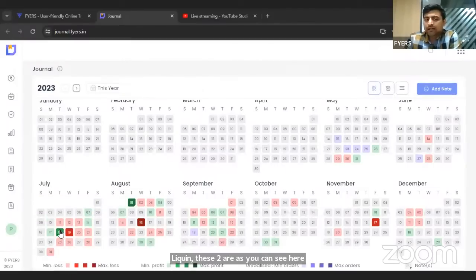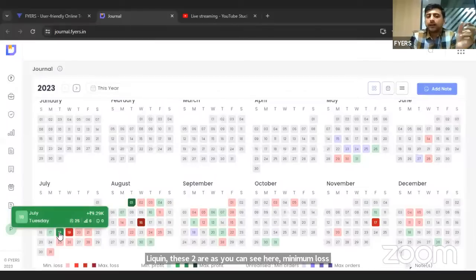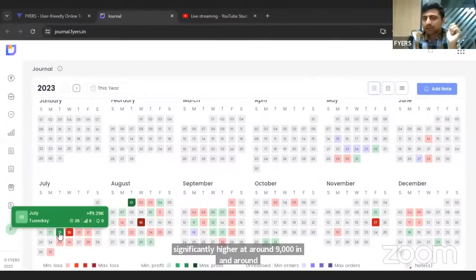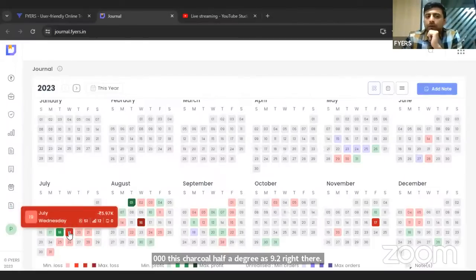तो जो डार्क ग्रीन है इसके ऊपर अगर हम होवर कर रहे हैं, that is, you can see the date as 18th of July, that is Tuesday, the profit was significantly higher at around 9,000 rupees, जो आपको वहां पे दिख रहा है as 9.29k. So the next day, if I hover over my mouse to the 19th of July, that is Wednesday, you can see that my maximum loss is very high, which is around minus 5.97k. So this is my trading range.